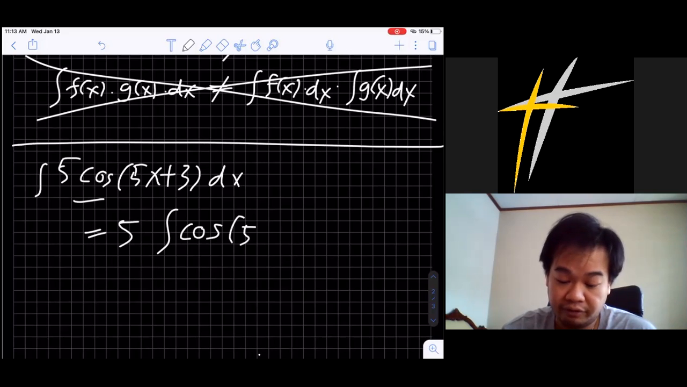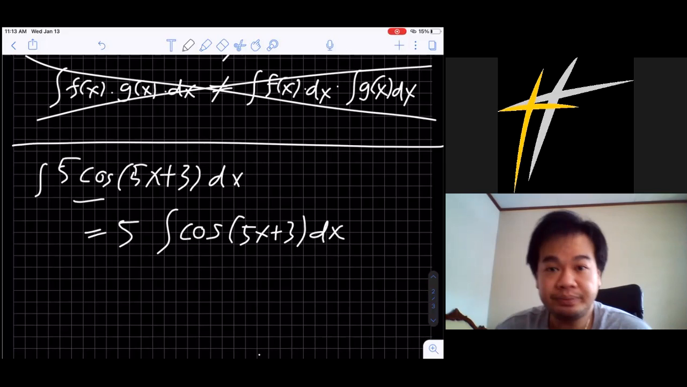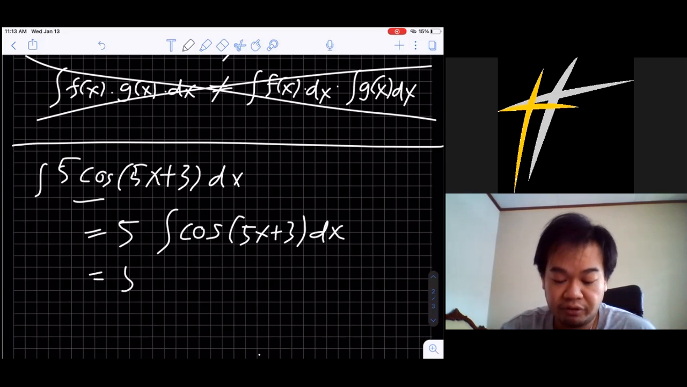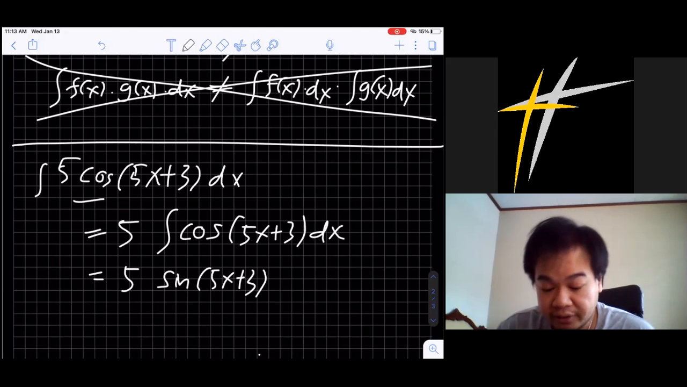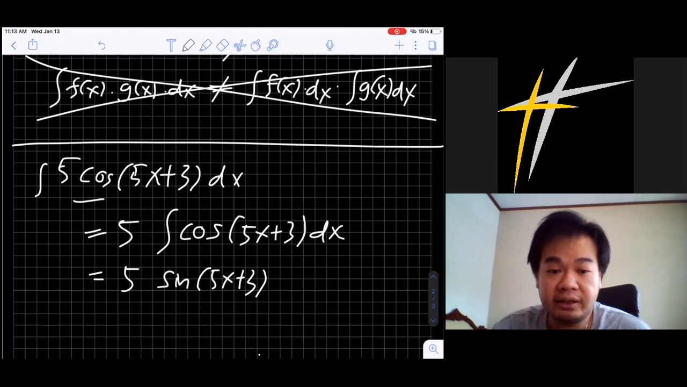Cosine 5x plus 3 dx. Okay. Now we know that the integral of cosine is sine, right? So let's put sine 5x plus 3 here. Now be careful: if you just write it like this and try to derive it to check your answer, then it's not correct.